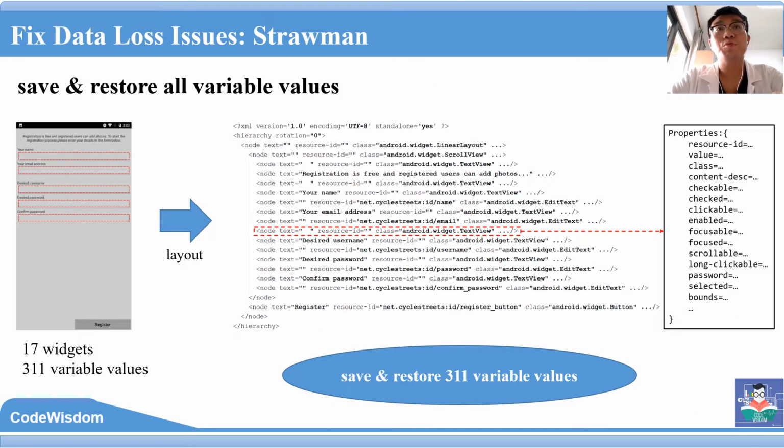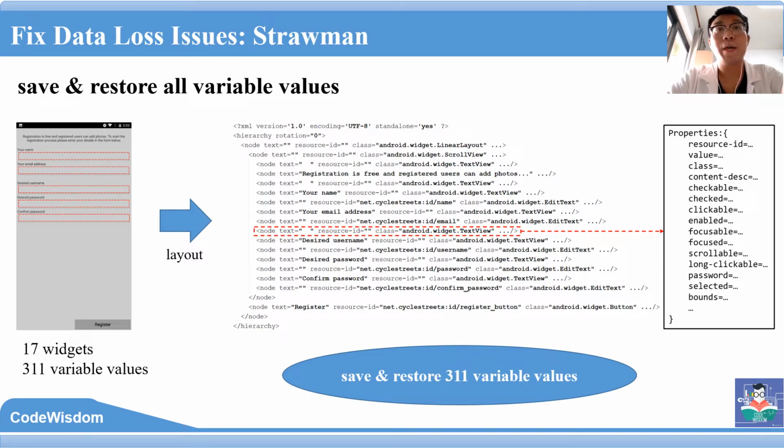Fixing data loss issues automatically is non-trivial. A strawman way to fix data loss issues is to save and restore all variable values in an app page. The problem with this way is data oversaving. An app page may comprise a large amount of data that is irrelevant to user input. Saving this irrelevant data could slow down the app.